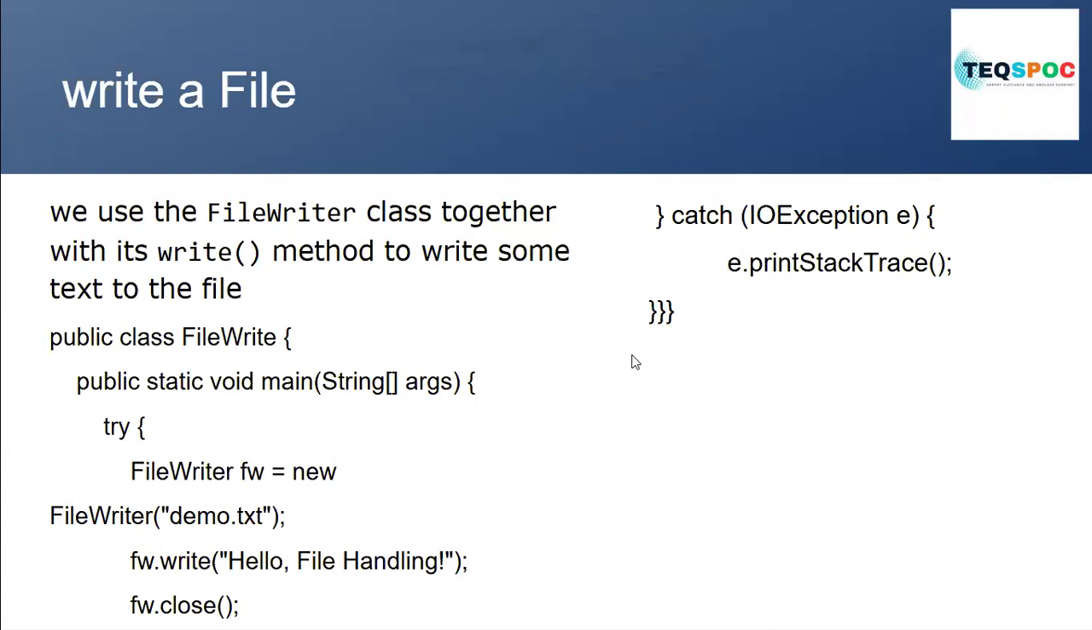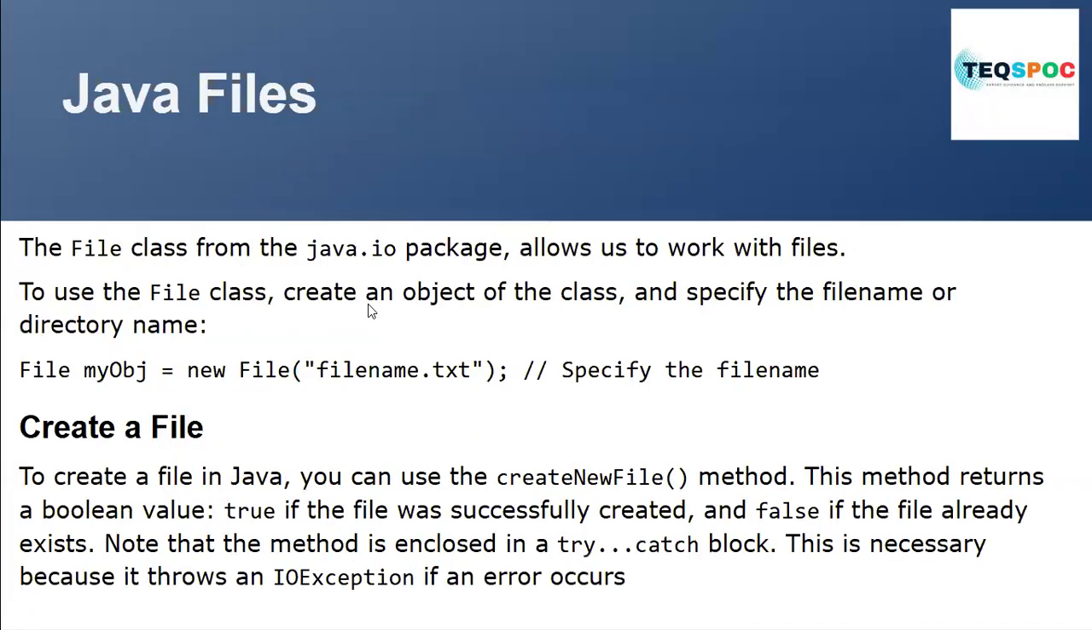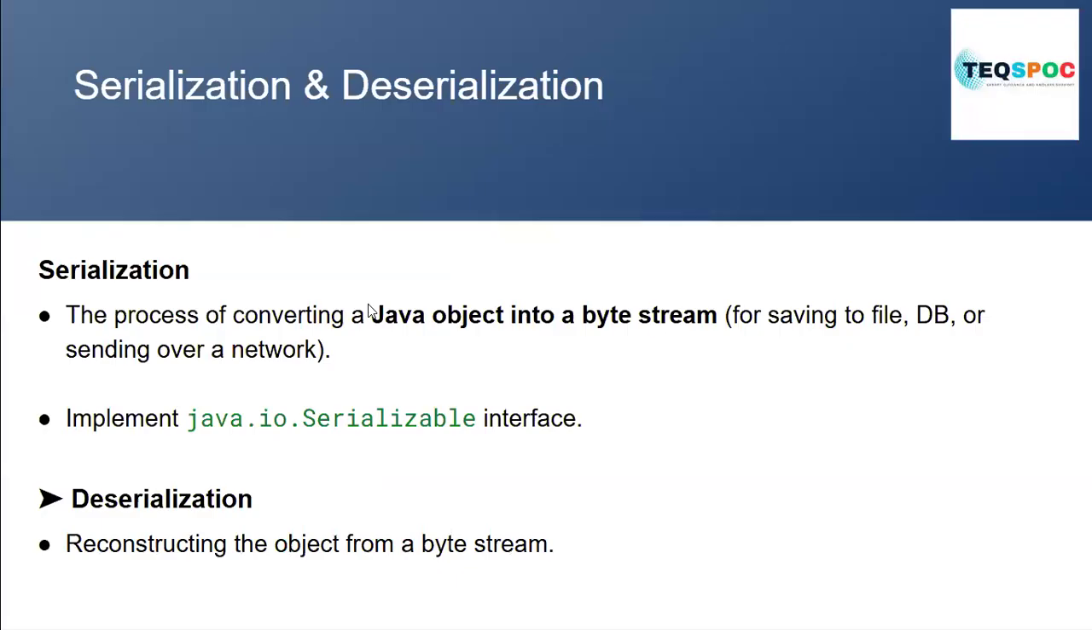Now moving to serialization and deserialization. Okay, what is serialization and deserialization? Serialization is the process of converting a Java object into a byte stream, meaning 0s and 1s. That is called serialization. And for that we have to implement java.io.Serializable. From this package all the classes are inherited for serialization.